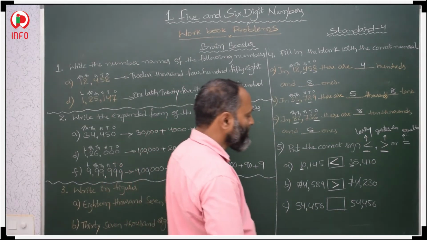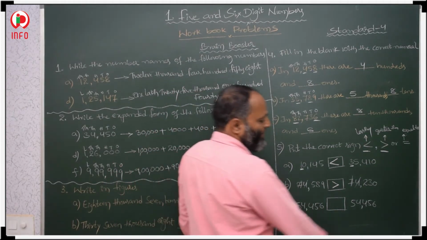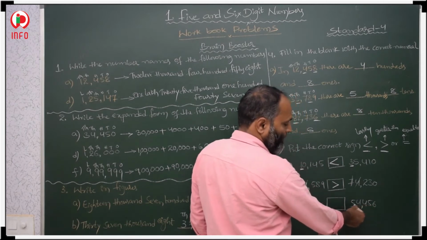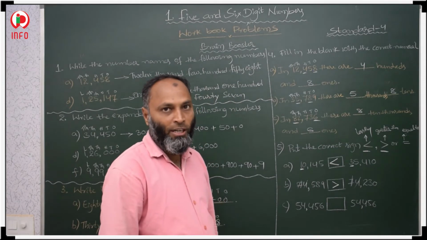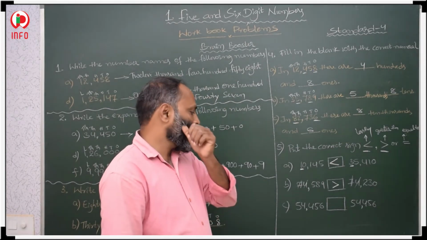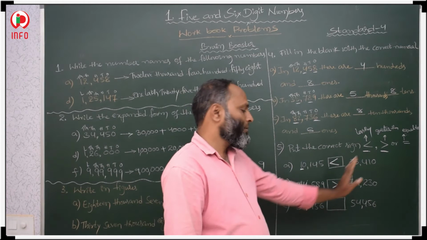Now here the next. How many digits were there? First you count. 1, 2, 3, 4, 5. Number of digits, 5 digits were there. So we start comparing from ten-thousands to ones.